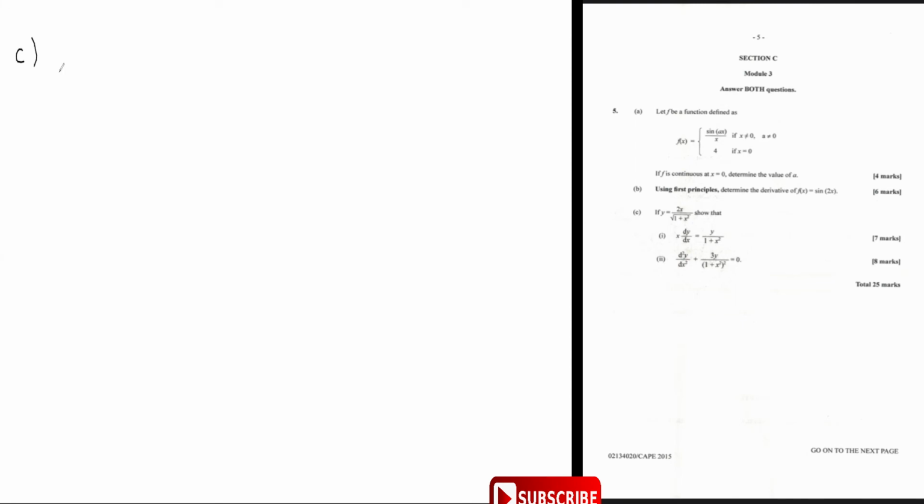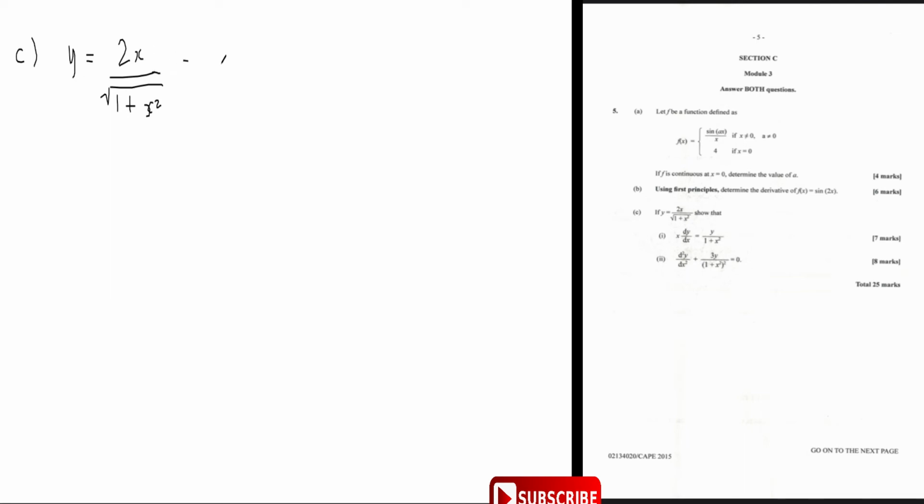Alright, so part C says that y is equal to 2x over the square root of 1 plus x squared. Now this question, I am going to use implicit differentiation to do this. Anytime I see a square root, implicit comes to my mind. If you don't know implicit differentiation, click the link in the description and watch that video on implicit differentiation.